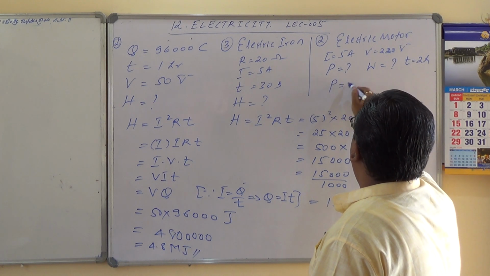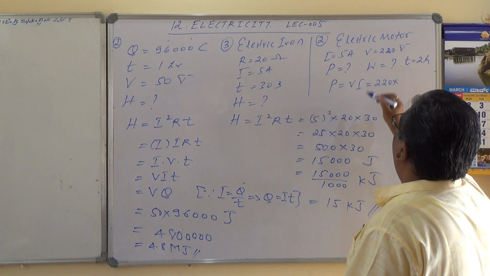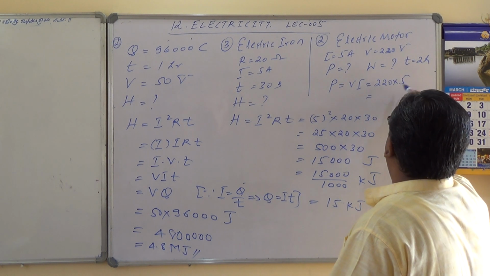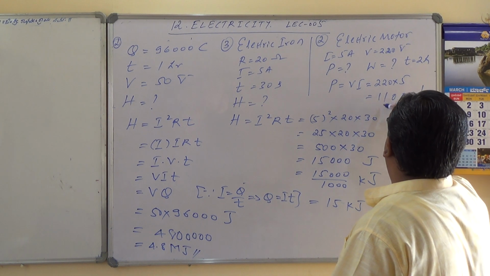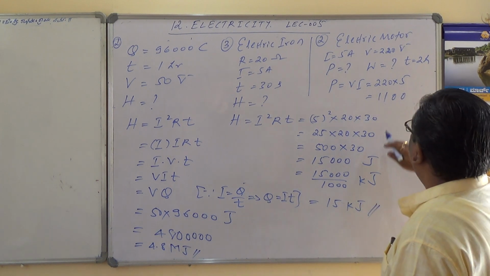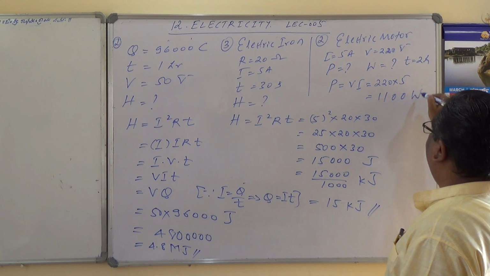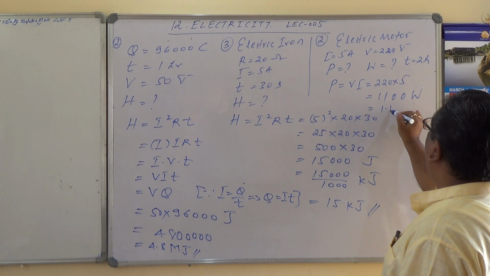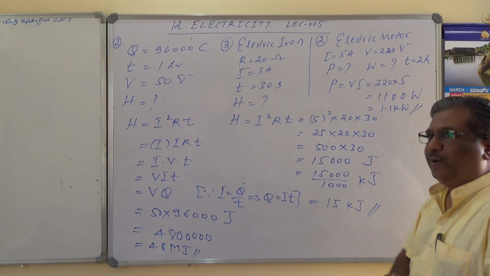Power equals V into I. V is 220 volts into 5 amps, which equals 5 zeros are 0, 5 twos are 10, plus 1, 11. So this will be 1100 watts, which, divided by 1000, is 1.1 kilowatt.